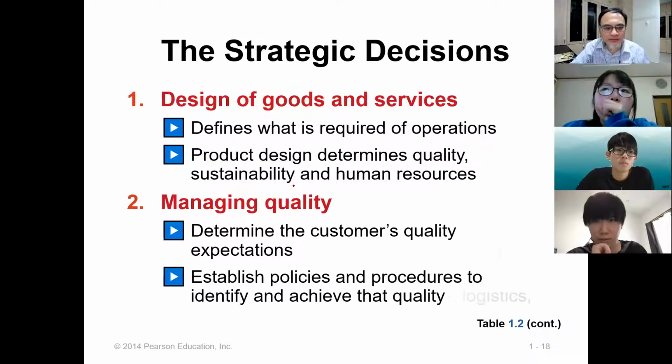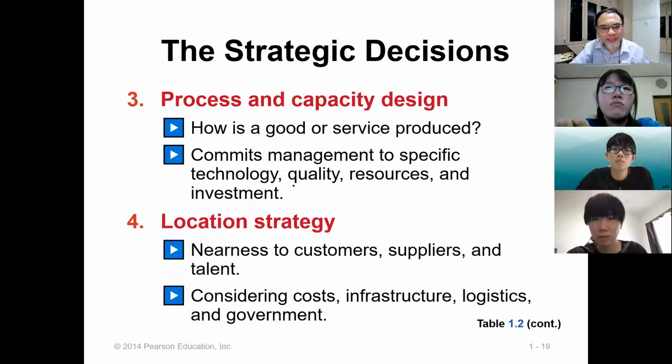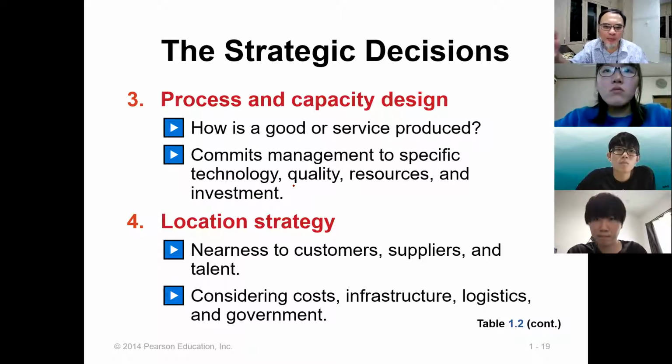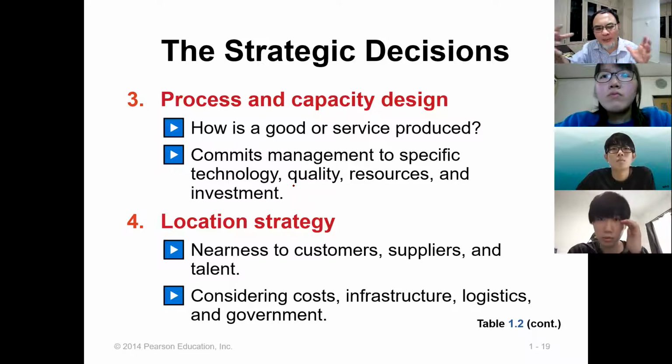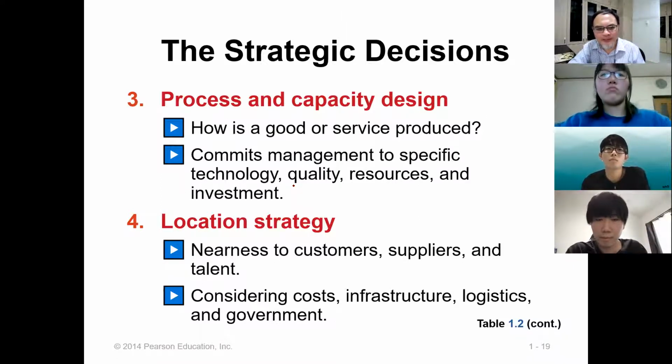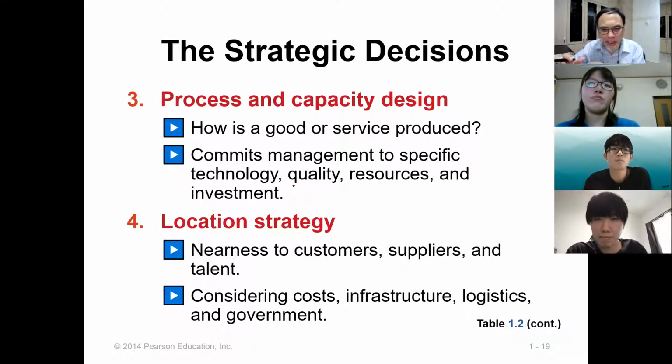Right. Okay, I'll just continue with the other aspects that need to be considered, which is process and capacity design. Process design means how are you going to produce the product? How are you going to make it? How many steps? How many machines? How many production lines? Because demand will also determine how big the facility is going to be. And how is the service going to be produced? Once you decide the product, then you determine the process and capacity. Then you are going to commit to specific technology, quality, resources, and investment.